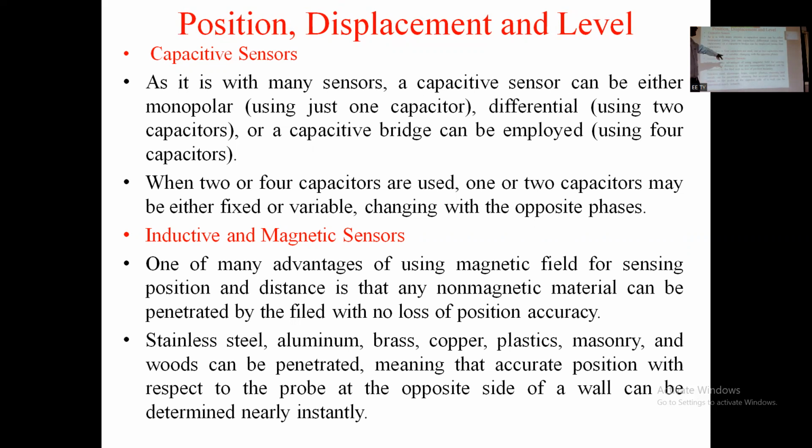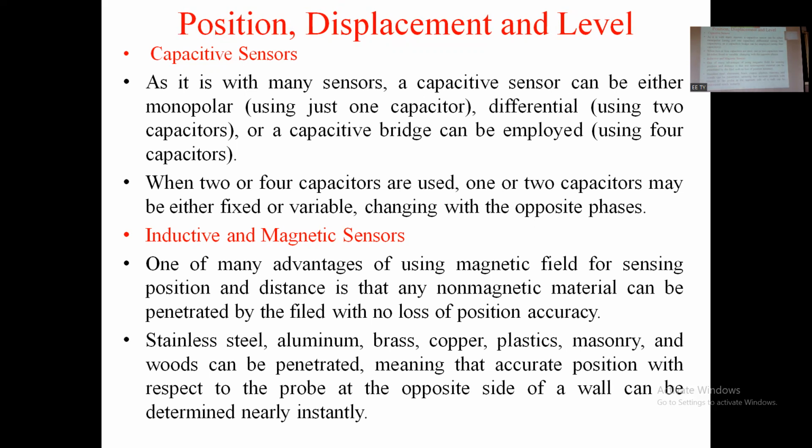Without loss of position accuracy, we are able to do that function by using magnetic and inductive type of sensor. So this is the advantage of the magnetic and inductive type of sensor. Stainless steel, aluminum, brass, copper, plastic, masonry and wood can be penetrated, meaning that accurate position with respect to the probe at the opposite side of the wall can be determined nearly instantly.